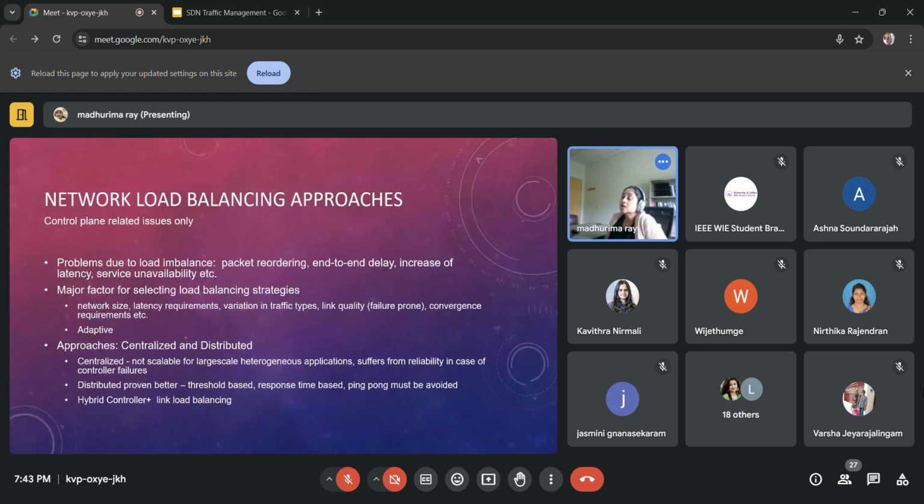Okay. Now, there are approaches we call centralized versus distributed. So what is the centralized approach? What happens is there will be one controller in the network which will be looking throughout the entire network.